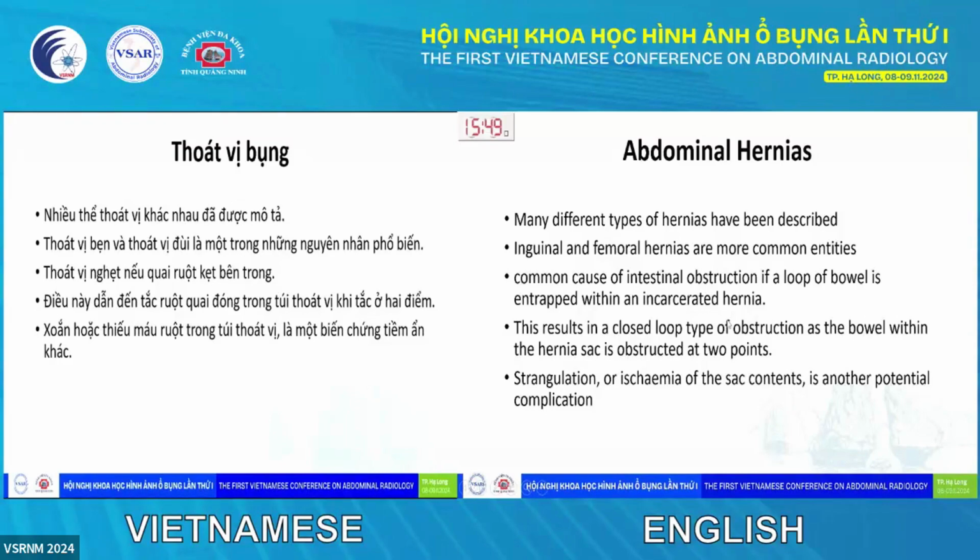And it's a common cause of intestinal obstruction when the small bowel loop, or any kind of bowel loop, is trapped within an incarcerated hernia. And this can result in a closed loop type of obstruction, as the bowel loop within the hernia sac is obstructed at two points. And in the presence of closed loop obstruction, strangulation or ischemia of the bowel loop is a potential complication.